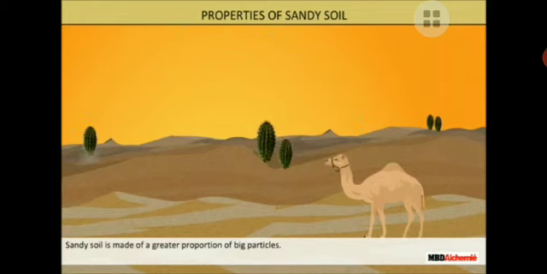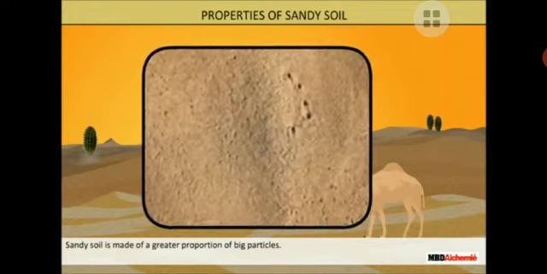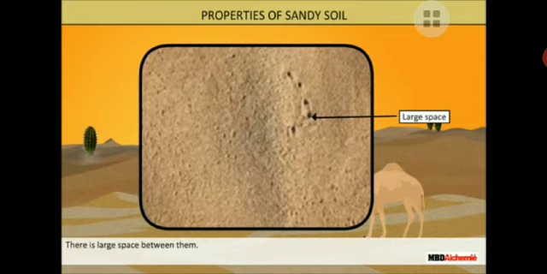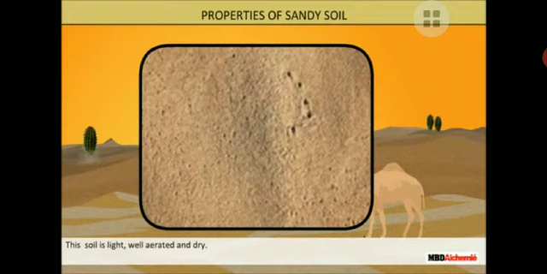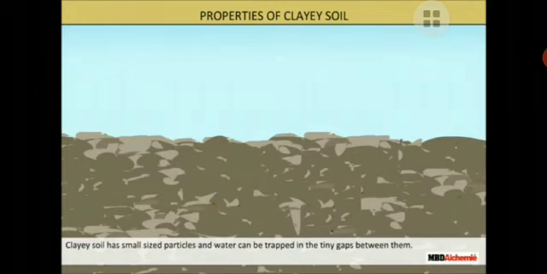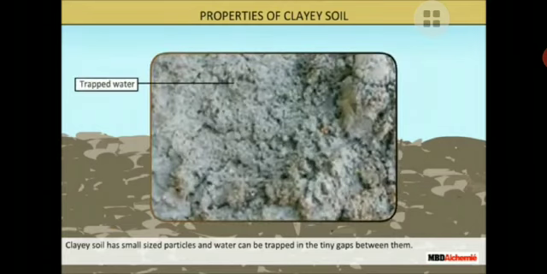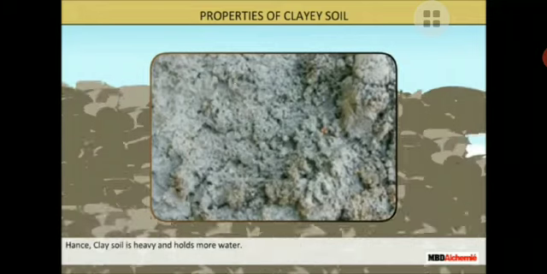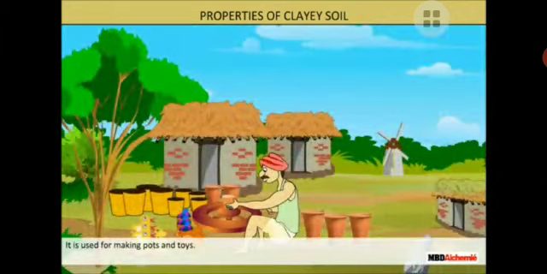Sandy soil is made of a greater proportion of big particles. There are large spaces between them. This space is filled with air. This soil is light, well aerated and dry. It is grey or brown in color and rich in organic matter. Clayey soil has small-sized particles and water can be trapped in the tiny gaps between them. Hence, clayey soil is heavy and holds more water. It is used for making pots and toys.